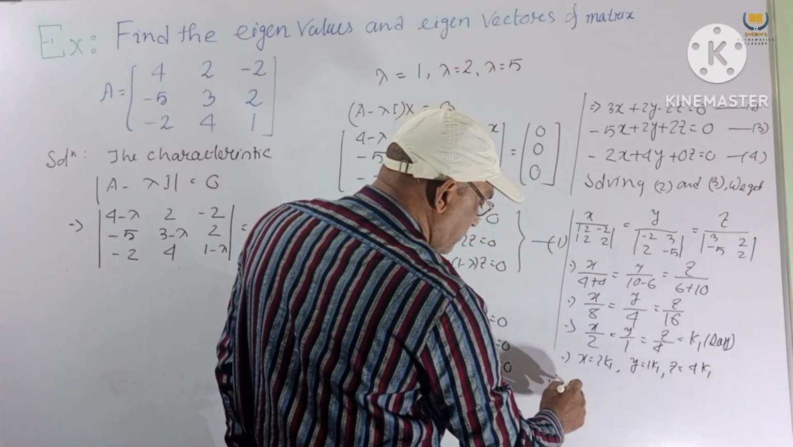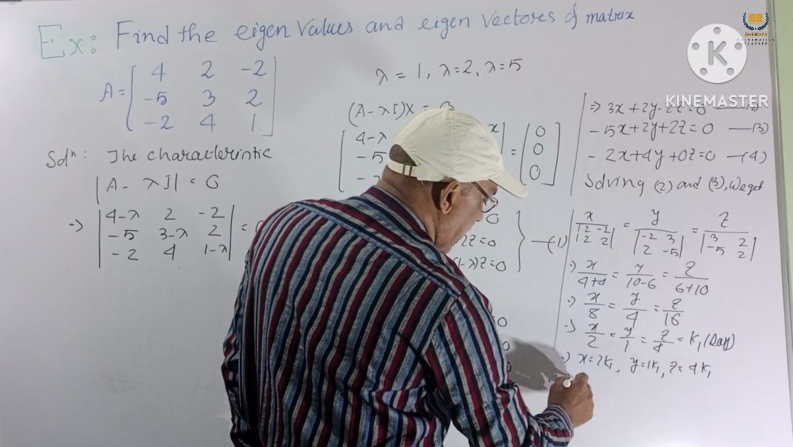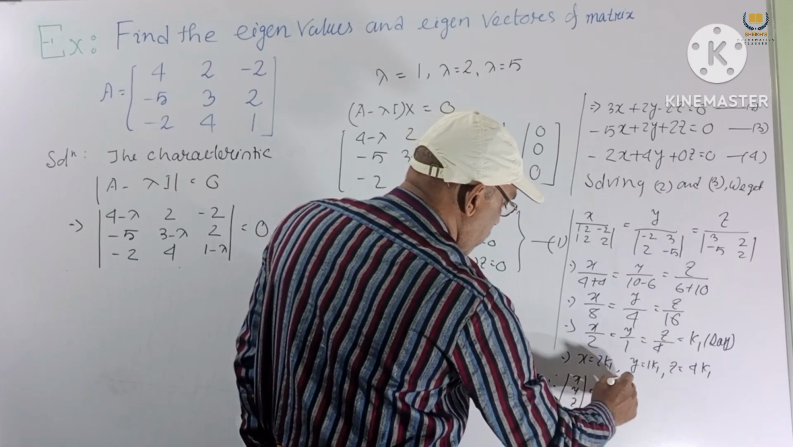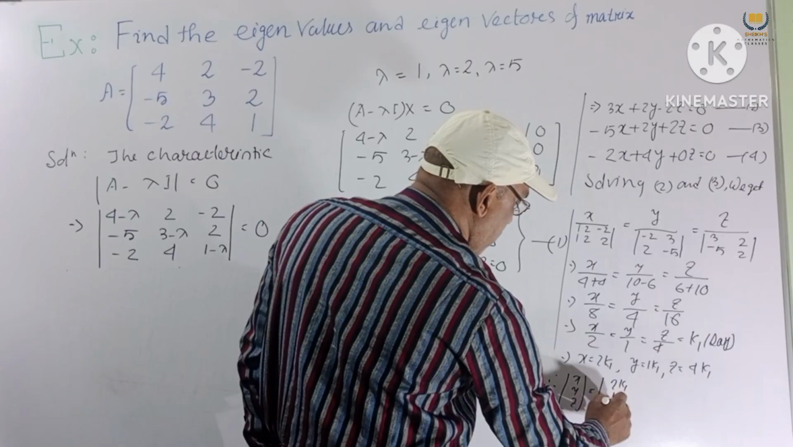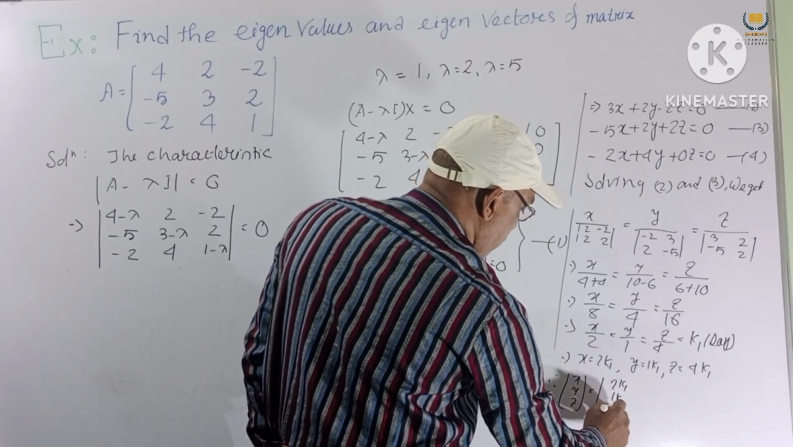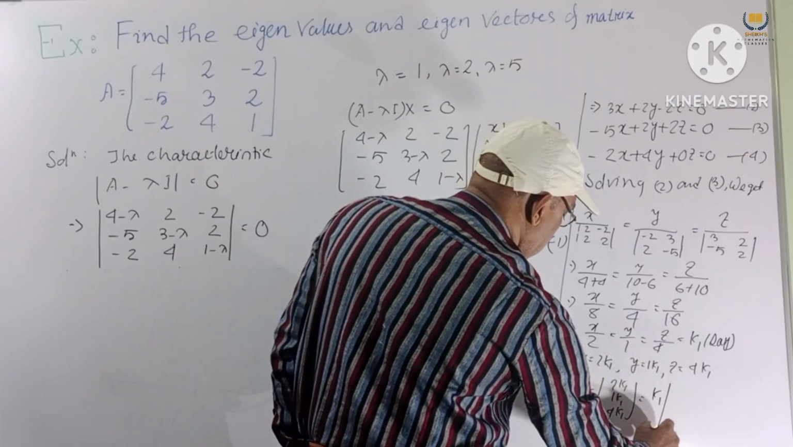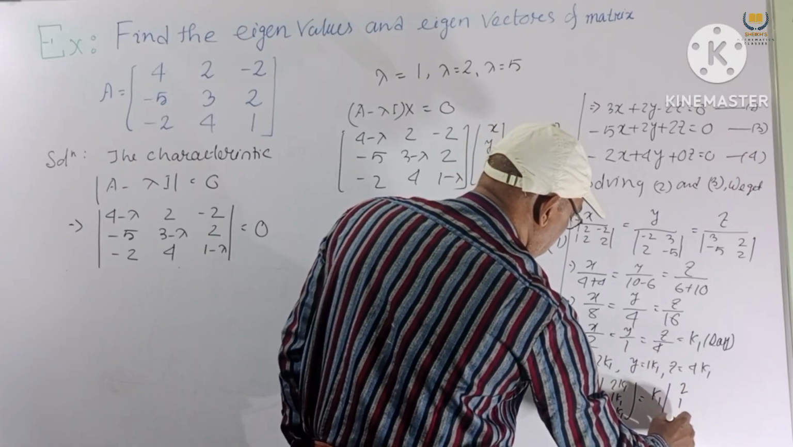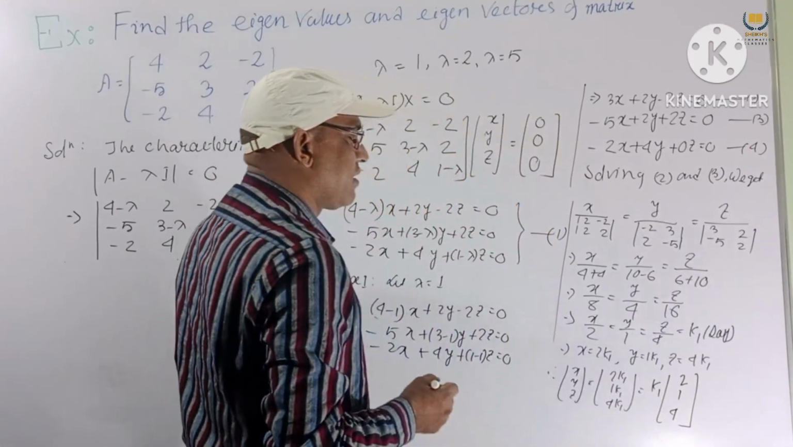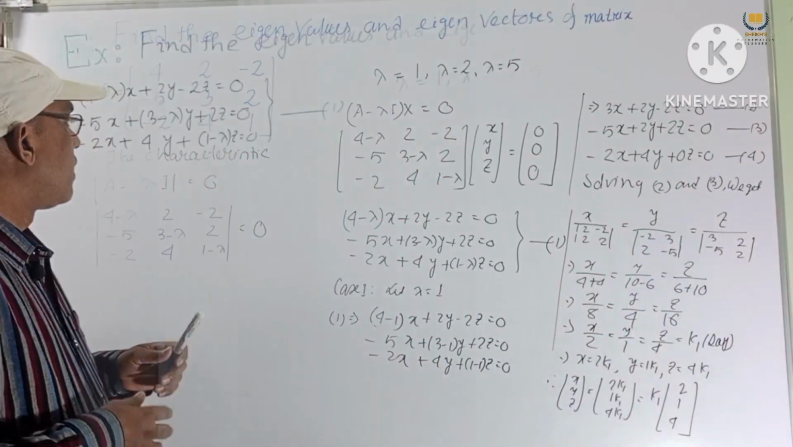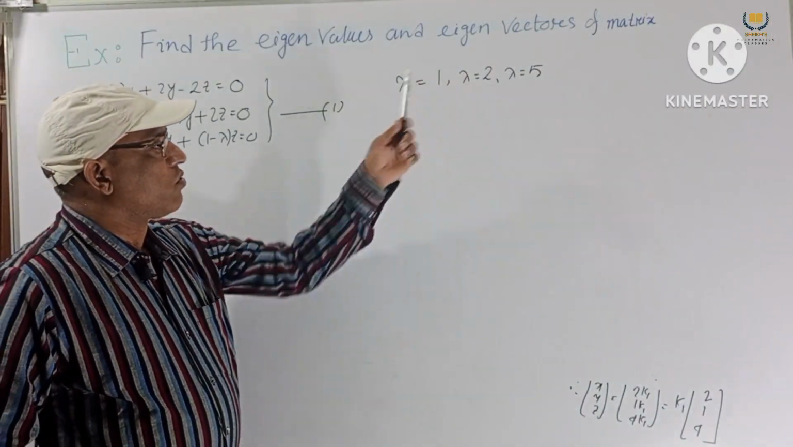Therefore x, y, z equal 2k1, 1k1, 4k1, and k1 is common. This is 2, 1, 4. First eigenvector we get. This is the first eigenvector. Next, putting lambda equal to 2.